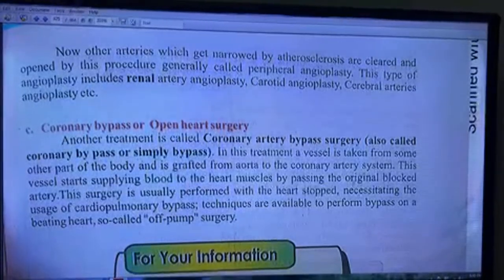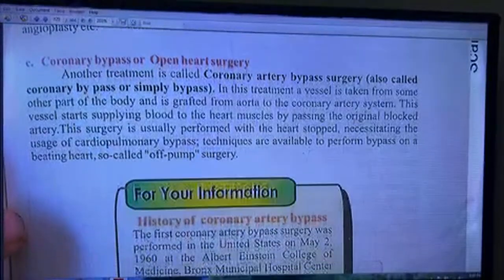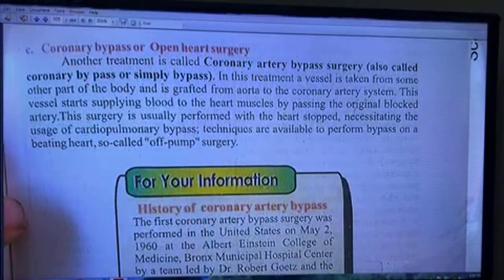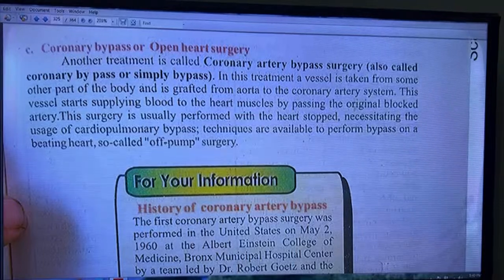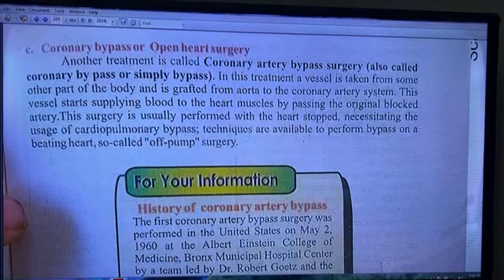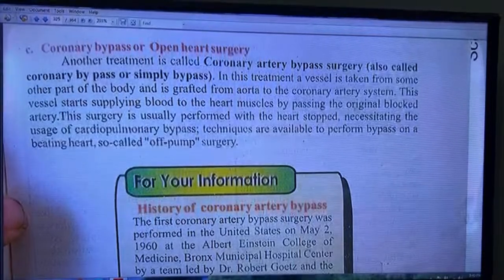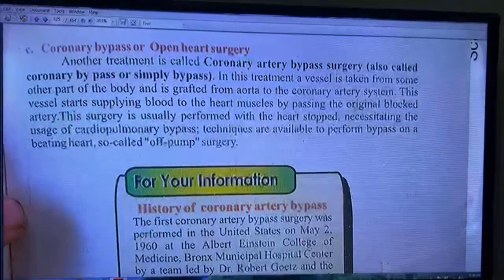Coronary bypass or open heart surgery. Another treatment is called coronary artery bypass surgery, also called coronary bypass or simply bypass. In this treatment, a vessel is taken from some other part of the body and is grafted from the aorta to the coronary artery system. This vessel starts supplying blood to the heart muscle, bypassing the original blocked artery.